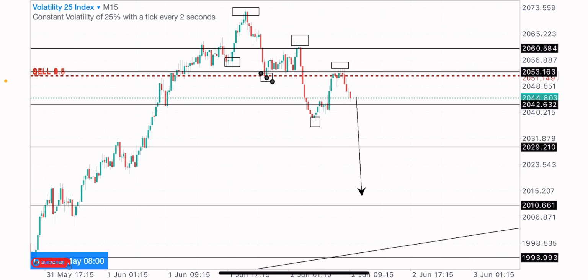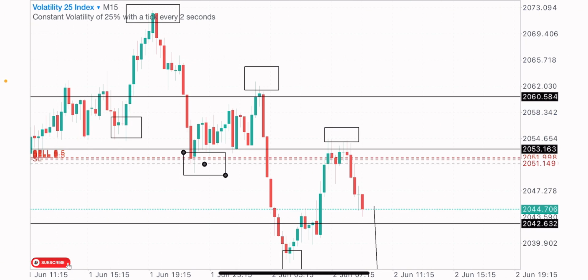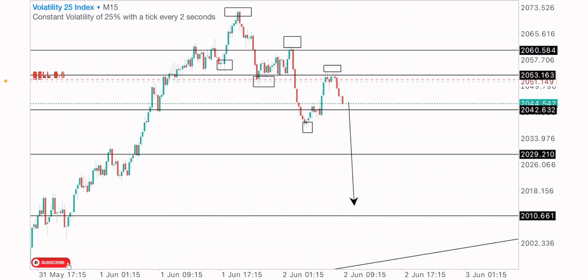So that's it, guys. That's how I take the sell trade on the VIX 25 index prediction. Basically, I shared the sell signal to my VIP members, and we made good profit from these sales.